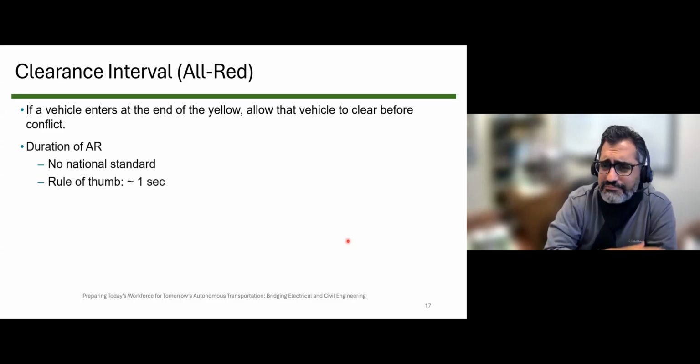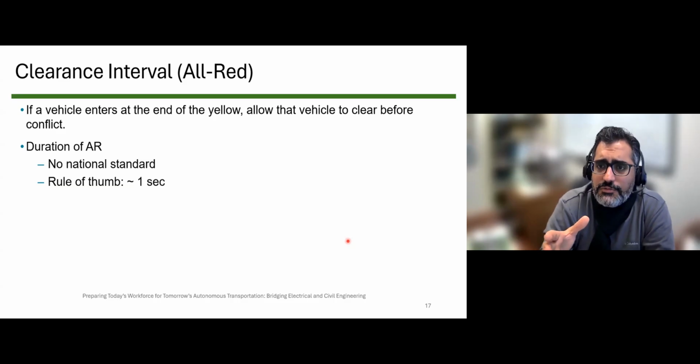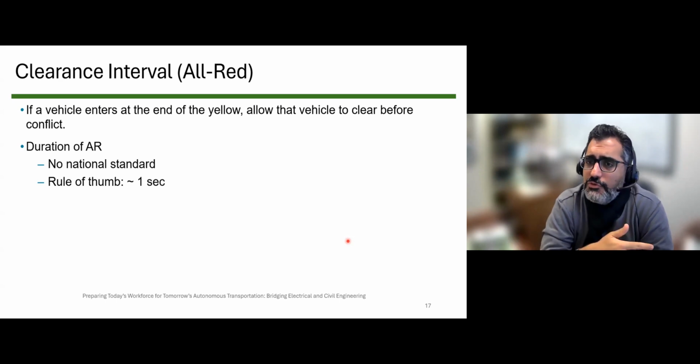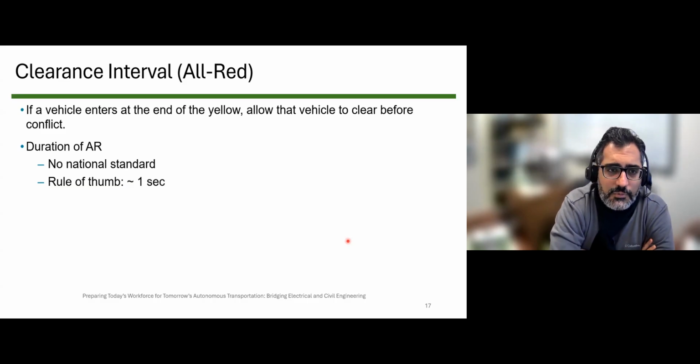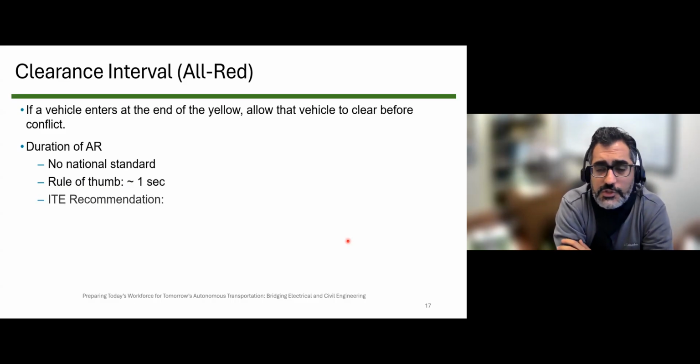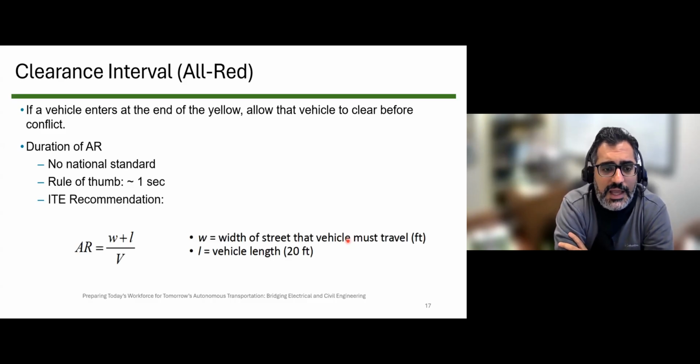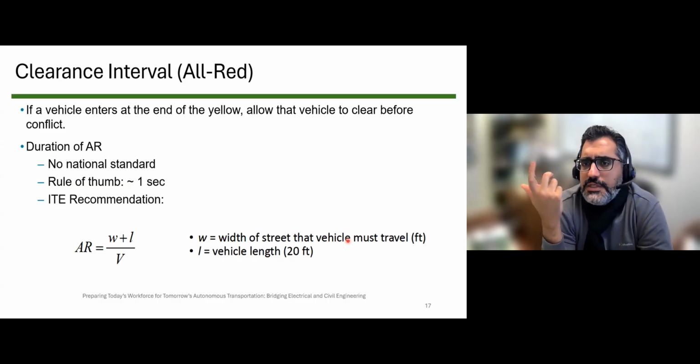As I said, again, there's no national standard for this. The rule of thumb, again, is something about 1 second. Different traffic engineers, sometimes based on engineering judgment, have different ways to calculate all red. But ITE, the Institute of Transportation Engineers, has a recommendation that, again, is based on physics.